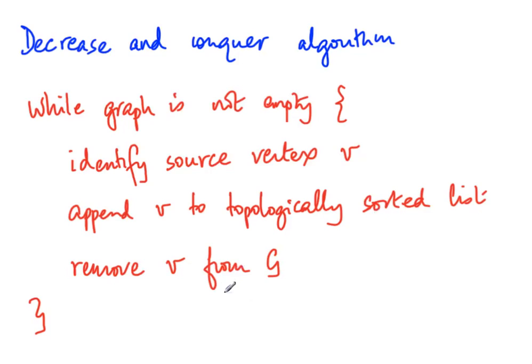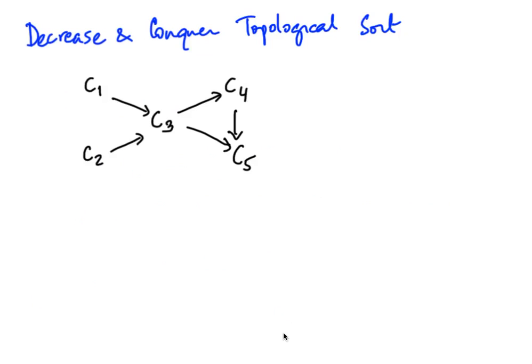Since we are removing vertices from the graph as we go along, we keep repeating this so long as the graph is not empty. Eventually we will enumerate the last vertex in the graph, and then we will have a topological list of the entire graph. The decrease and conquer topological sort works for our example with the 5 courses.